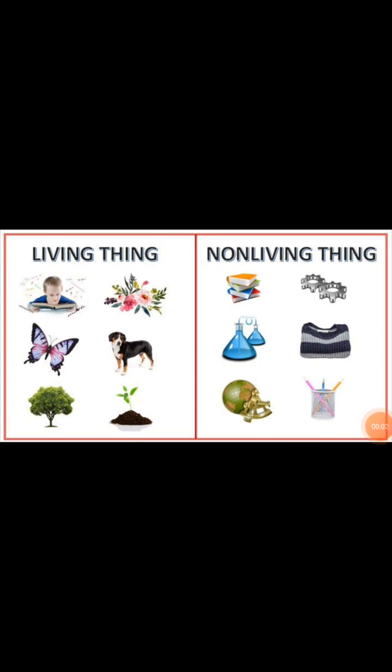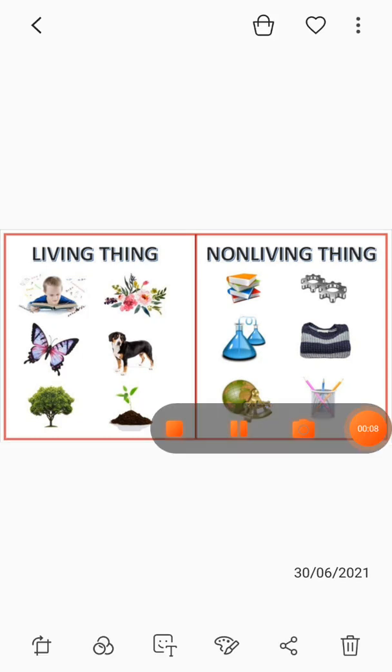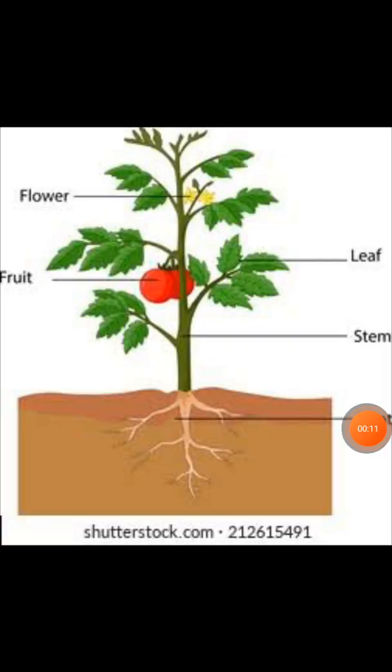Good morning, children. In the last class, we have studied about living and non living things. Now, we shall study about the plant kingdom. In plant kingdom, we will go through the different parts of the body, that is, the root, stem, leaf, fruit, and flower.